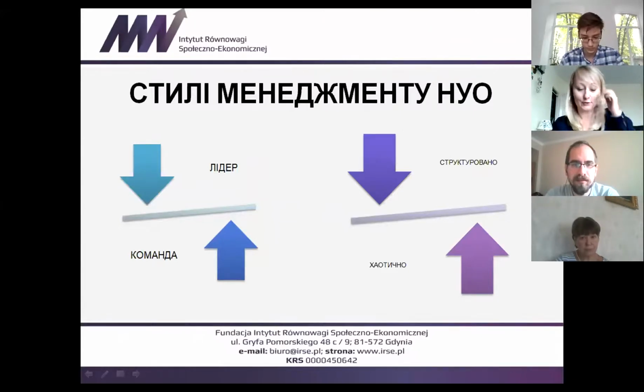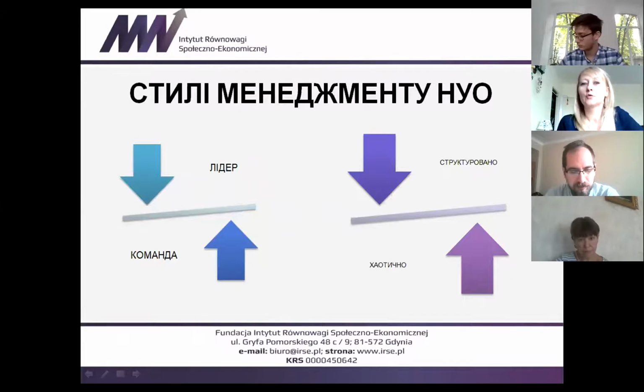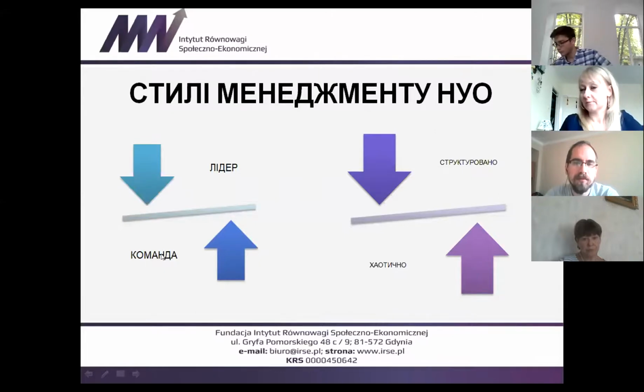The styles of NGO management. So based on the research, we can take a look at NGOs through two factors, two aspects. The one is responsibility, I would say. So in the meaning, who has the responsibility for the NGO, the leader or the team? Because it can be an NGO which is based on a leader, or it can be an NGO based on teamwork. And the second factor, which can define our organization, or generally NGOs, is the structure. If the structure is working or not working, is important or not important.